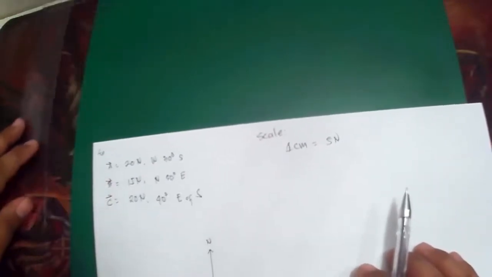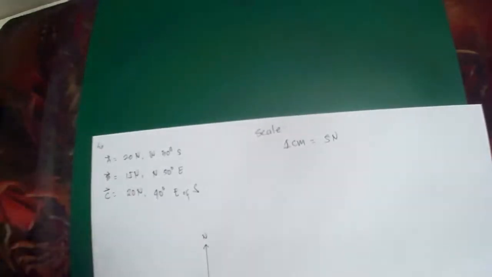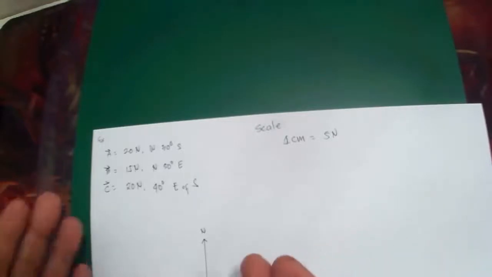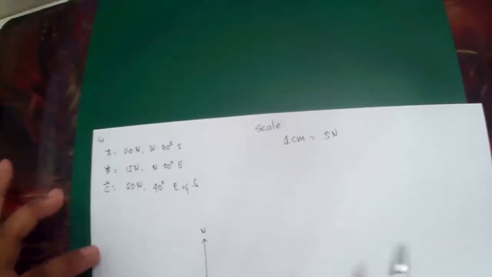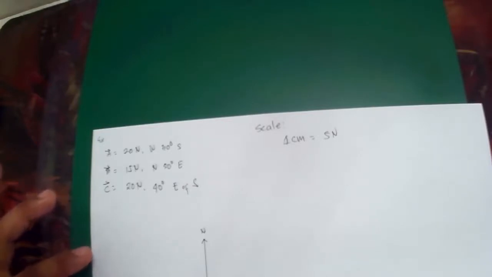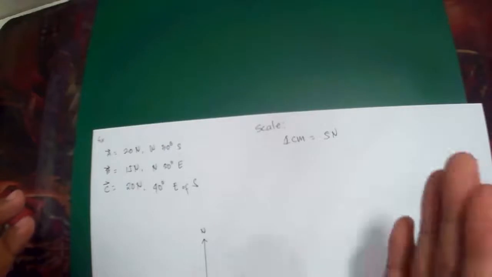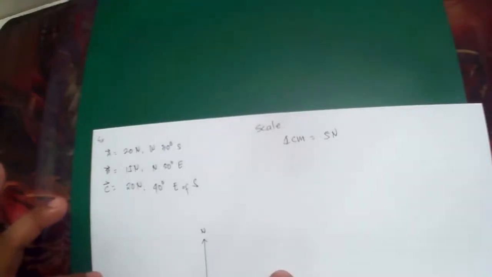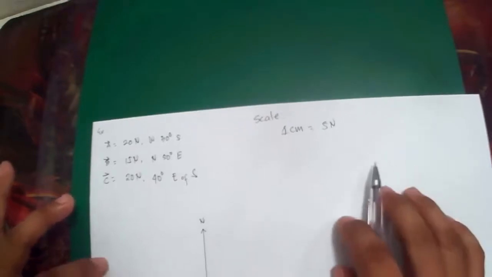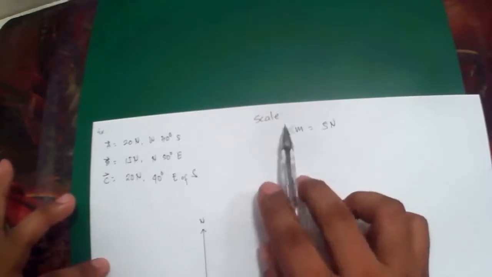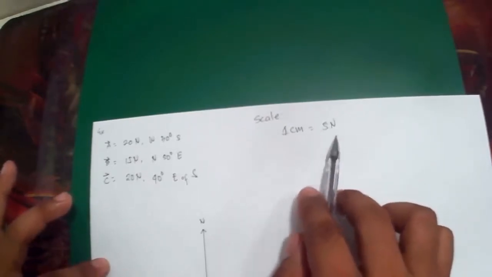As we go along in this sample problem, you will notice that all the theories and concepts that were presented in lesson number 1 will be applied here in our lesson number 2 part 1. So it is very important for you to watch lesson number 1 before you proceed to lesson number 2, so that you can understand what I'm talking about here. So we have here a scale: 1 centimeter is equal to 5 newtons.